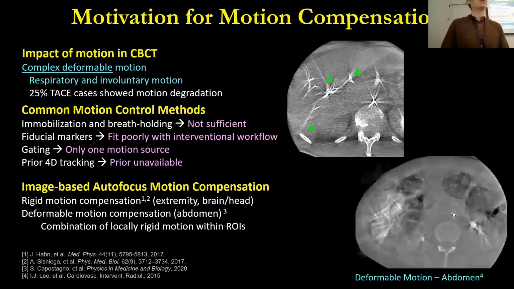So a more effective way for cone beam CT motion management would be image-based autofocus motion compensation. Previous studies have shown success in rigid motion compensation, and our previous work has also demonstrated the feasibility of deformable motion compensation using a combination of locally rigid motion within ROIs.